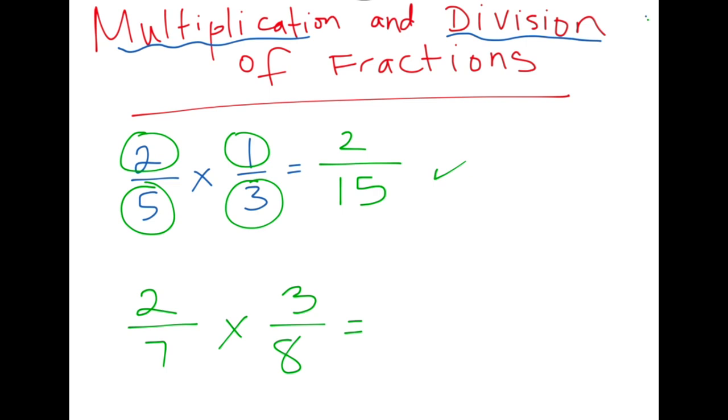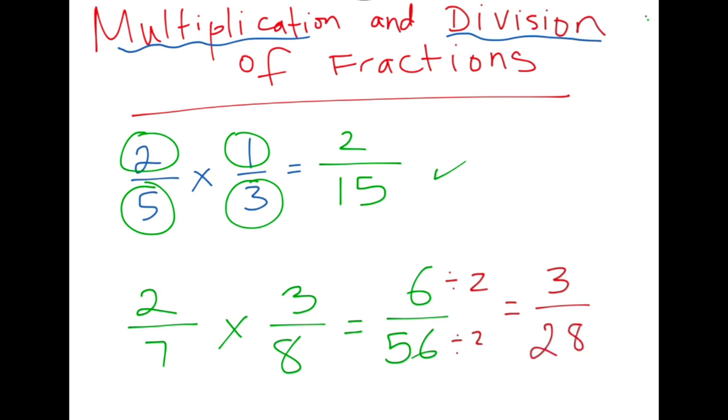2 times 3, that's 6. 7 times 8, 56. And then you have to simplify. Divided by 2, divided by 2. The numerator is 3, the denominator is 28, and that's it. Your final answer should always be simplified.